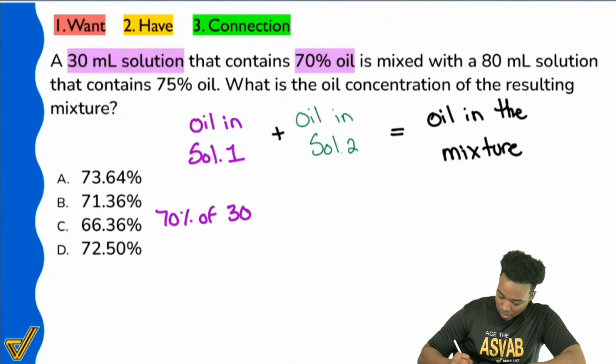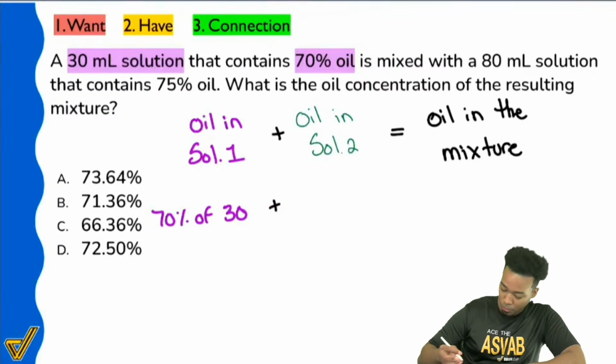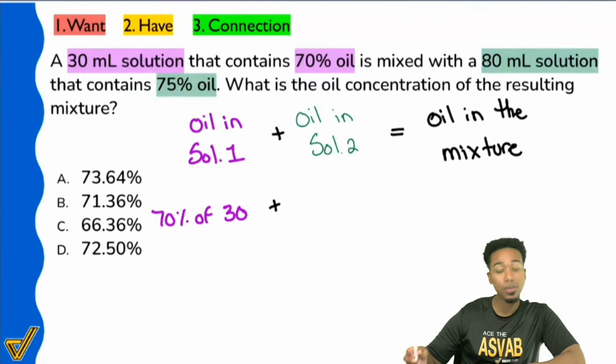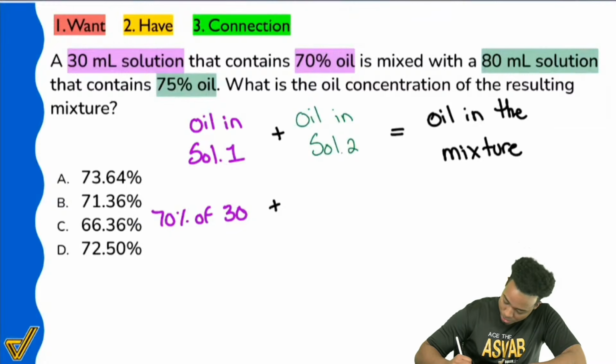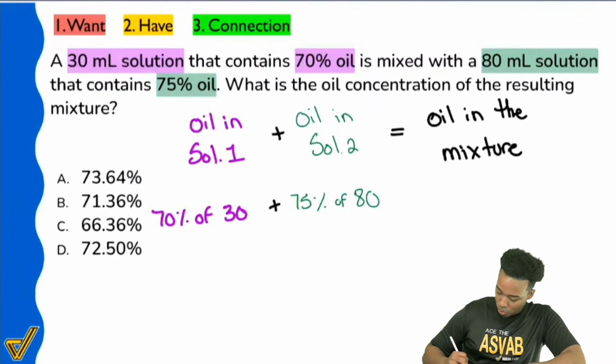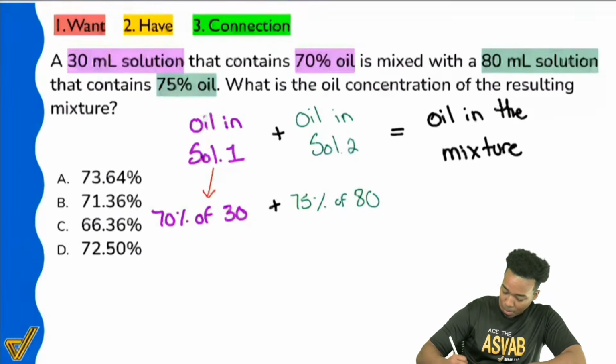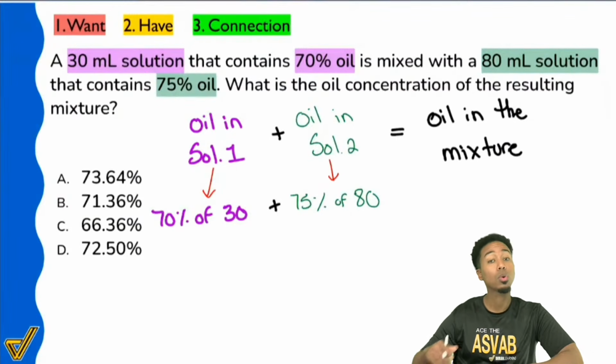Now, let's go ahead and talk about the oil in solution two. For solution two, we see that it says, hey, it's mixed with 80 milliliters over here, and that 80 milliliters is 75% oil. Sounds good. So that would end up being right over here, 75% of 80.